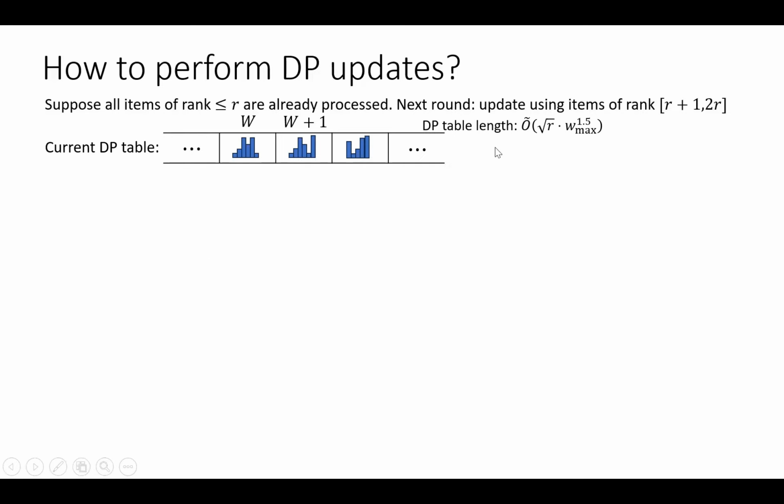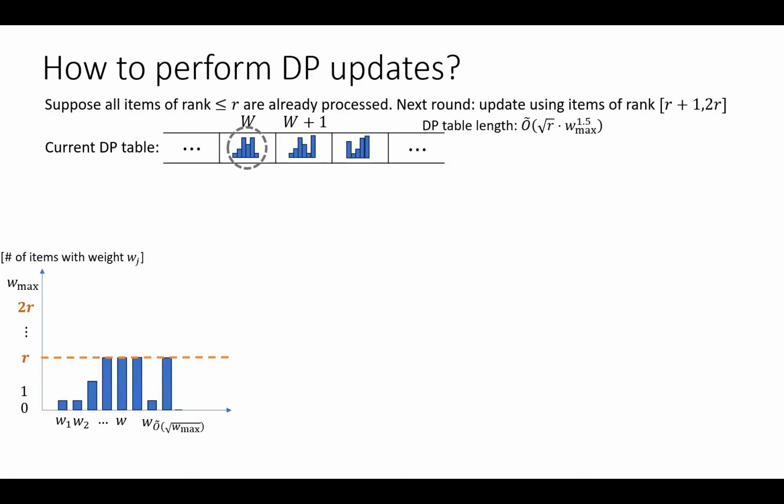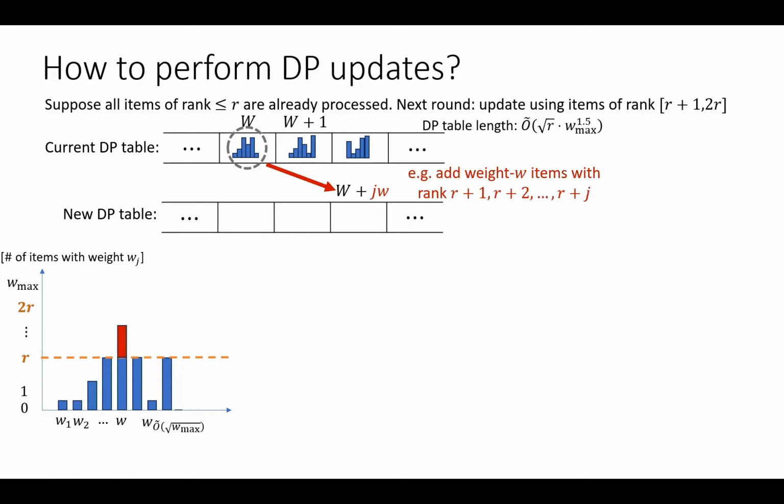We know that the current DP table has length root R times W max to the 1.5 from the previous slide. And each histogram in this DP table looks like this. Now let's suppose we want to perform DP updates by adding more items to these partial solutions. For example, we could add the next J items coming from the Wth weight class. And visually, this could be represented as growing the column corresponding to weight W by a height of J.